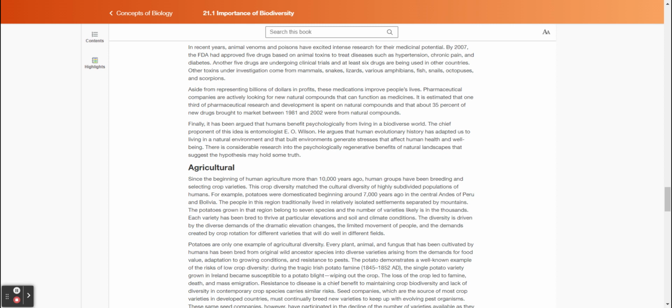Finally, it has been argued that humans benefit psychologically from living in a biodiverse world. The chief proponent of this idea is entomologist E.O. Wilson. He argues that human evolutionary history has adapted us to living in a natural environment, and that built environments generate stresses that affect human health and well-being. There is considerable research into the psychologically regenerative benefits of natural landscapes that suggest the hypothesis may hold some truth.